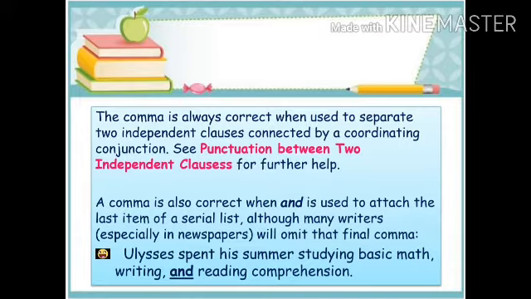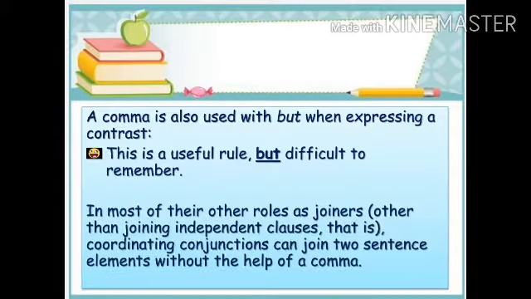A comma is also correct when and is used to attach the last item of a serial list, although many writers, especially in newspapers, will omit that final comma. For example, Ulysses spent his summer studying basic math, writing, and reading comprehension. A comma is also used with but when expressing a contrast. See here, this is a useful rule but difficult to remember.